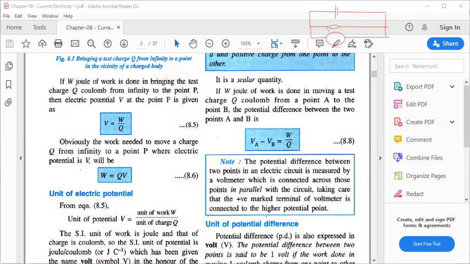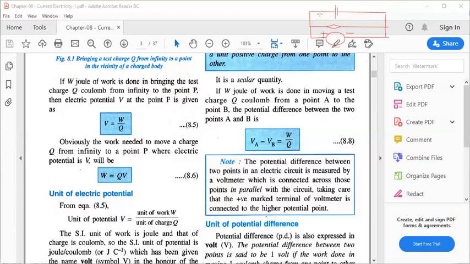If you notice, this is my plus sign and this is my minus sign. So look here, the potential difference between 2 points in an electric circuit is measured by a voltmeter which is connected across those points in parallel with the circuit. Can you see it here? So always remember it is connected parallel to the circuit, not in series. So if this is my load, the voltmeter will be connected in parallel to measure it.